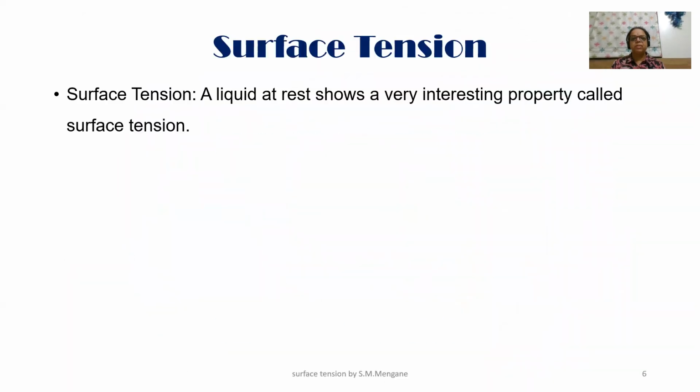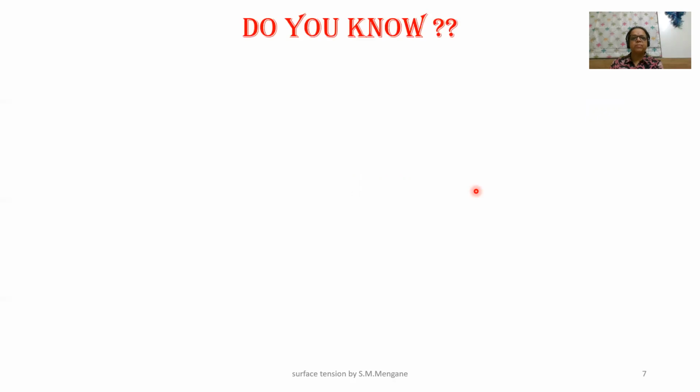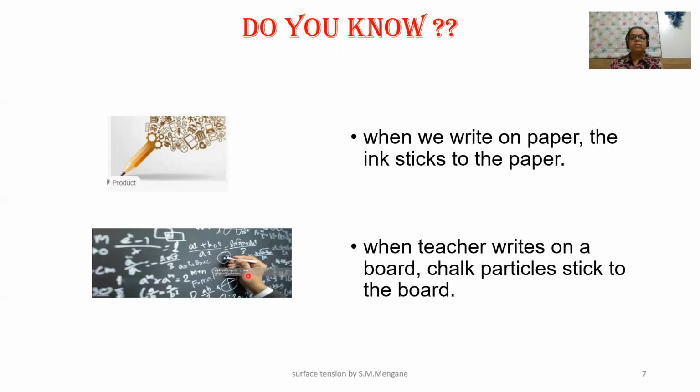Surface tension. A liquid at rest shows a very interesting property called surface tension. Surface tension is one of the important properties of liquids. Do you know, when we write on paper, the ink sticks to the paper. When a teacher writes on a board, chalk particles stick to the board.